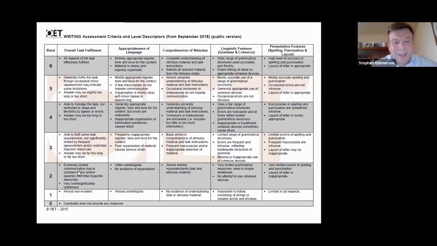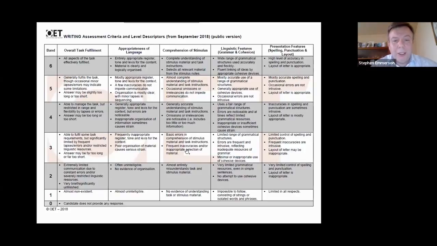So really, we won't spend a lot of time on 1, 2, and 3 because you certainly do not want to be down there. Obviously 0, there's no response from the candidate. So 2, you've got an extremely limited communication due to constant errors and or severely restricted linguistic resources, very brief, significantly unfinished. So that's going to be far too short. So it's not going to give the assessor a good sample of your writing. And then we've got appropriateness of language there. So often unintelligible, no evidence of organization. So that's going to cause some strain for the reader.